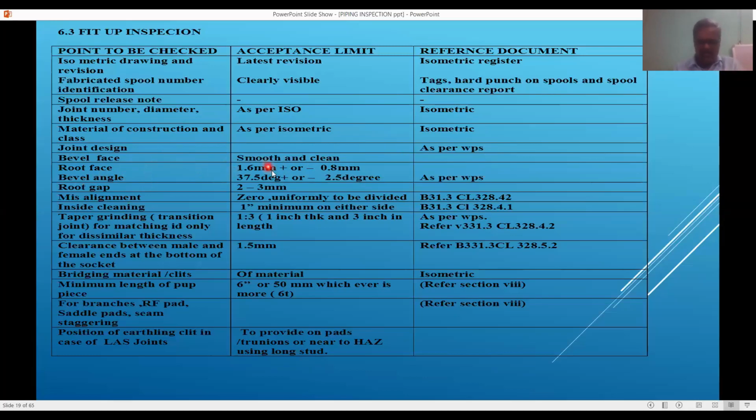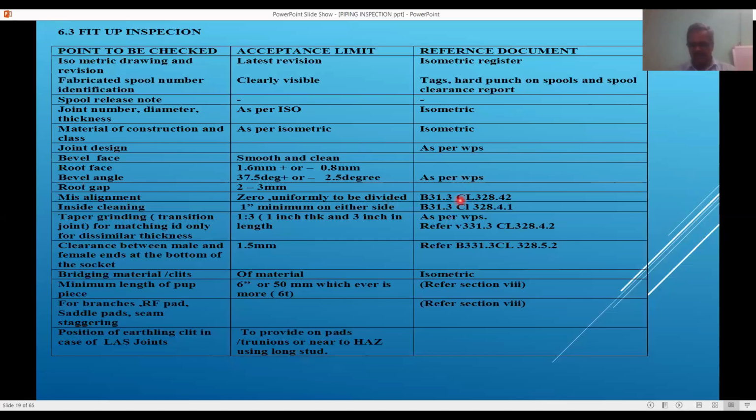Root face, 1.6 mm plus or minus 0.8 mm. Bevel angle, 37.5 degrees plus or minus 2.5 degrees, as per WPS. They will specify it in the WPS also. Root gap, 2 to 3 mm as per WPS. Misalignment should be zero. If in some places that cannot be achieved, it should be uniformly divided around the circle.